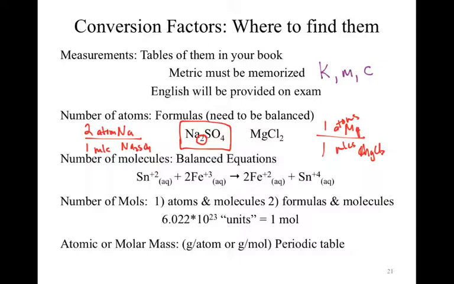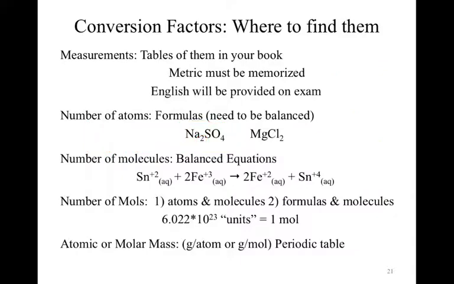If we move to the next one, we can get the number of molecules. And we can get that from a balanced equation. This one's a little bit different from number of atoms. Our number of atoms really comes from a formula. But we can now use a sequence of formulas in a balanced equation to actually convert between species. And that's kind of a fascinating thing. If I want to convert iron plus 3 into iron plus 2, I can now do that from this balanced equation, as long as I'm using this balanced equation.